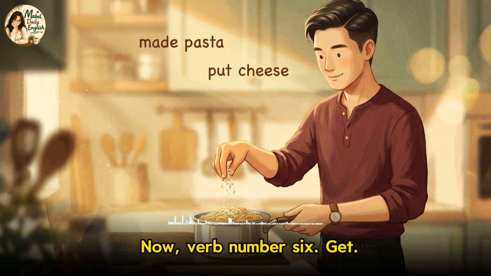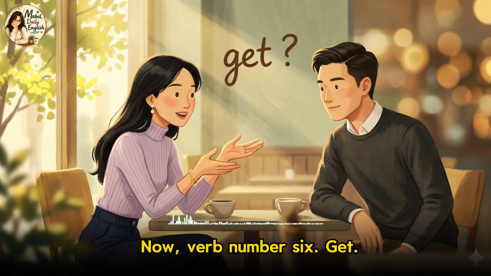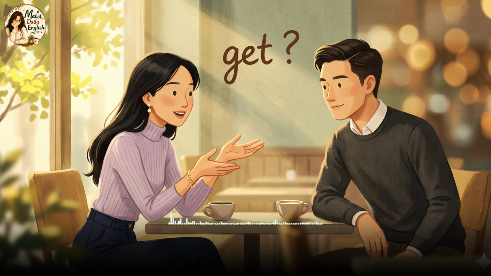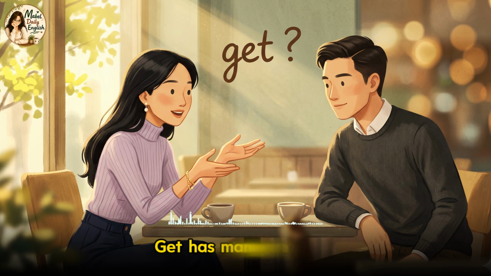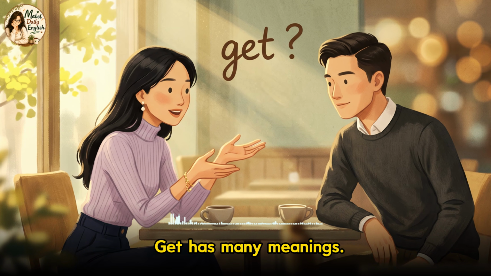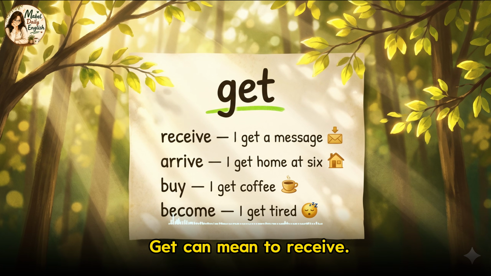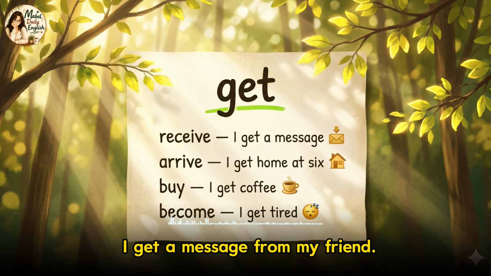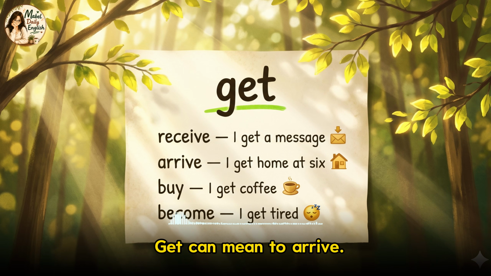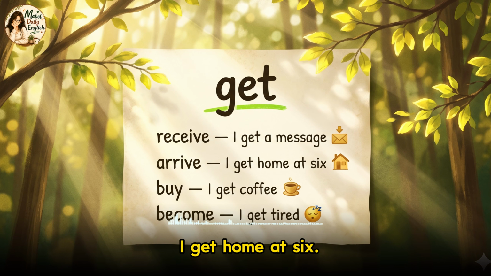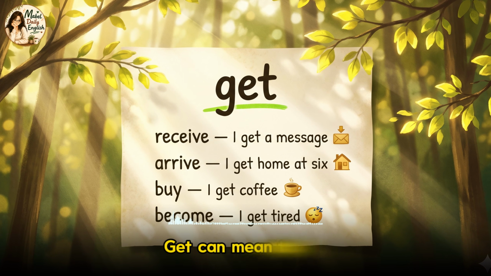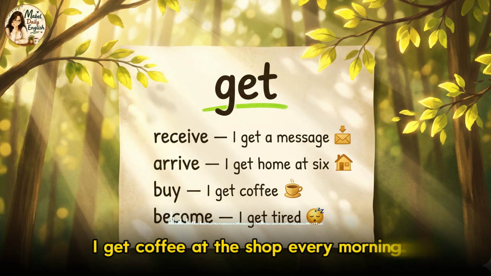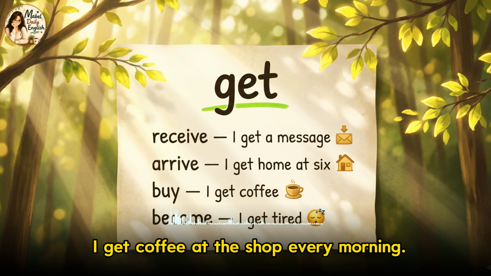Now, verb number 6, get. This one is special. Special how? Get has many meanings. Get can mean to receive. I get a message from my friend. Get can mean to arrive. I get home at 6. Get can mean to buy. I get coffee at the shop every morning.